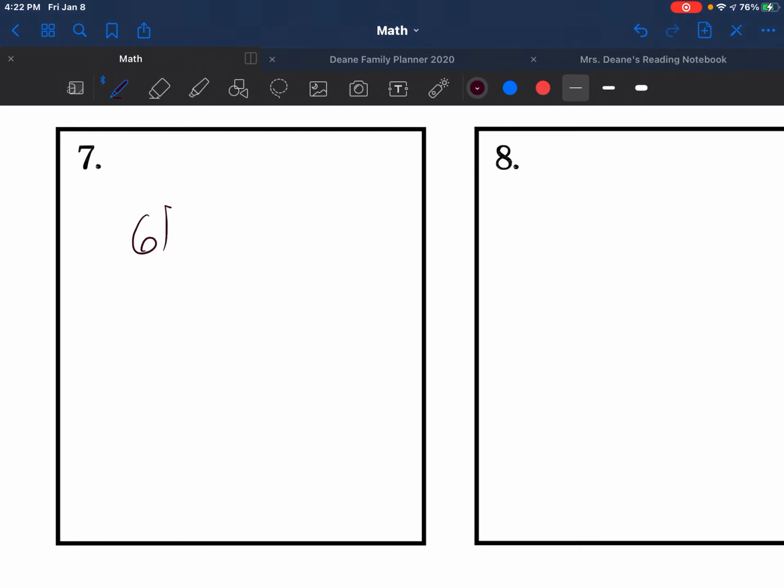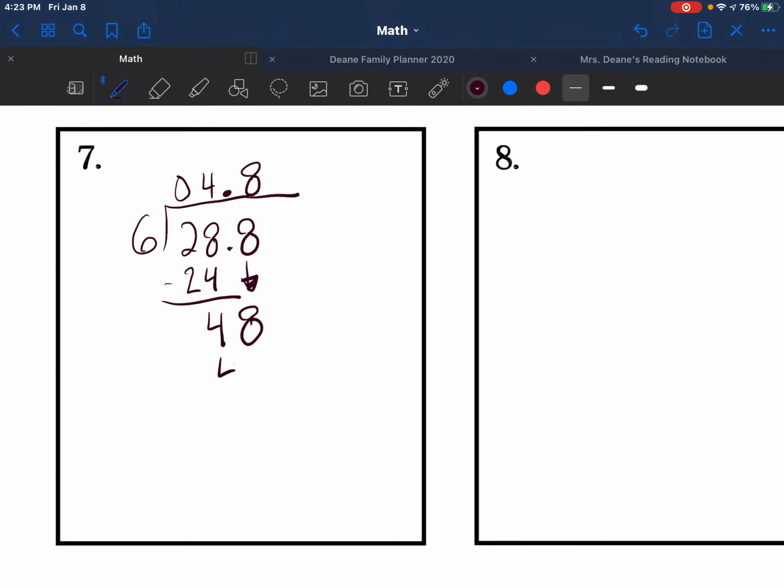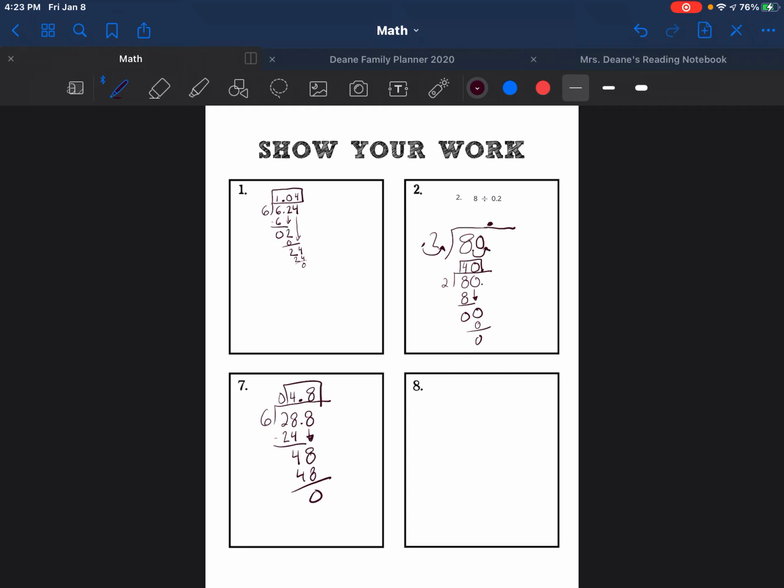And we have to take 28 and 8/10 divided by 6. Can 6 go into 2? Nope. Can 6 go into 28? Yes. At least 4 times. 6 times 4 is 24. When I subtract, I get 4 left over. Make sure your decimal's up there. Bring down your 8. 6 times 8 is 48. So our answer for number 7 is 4.8.